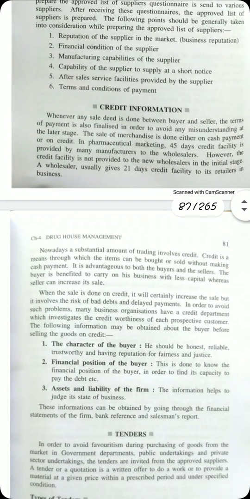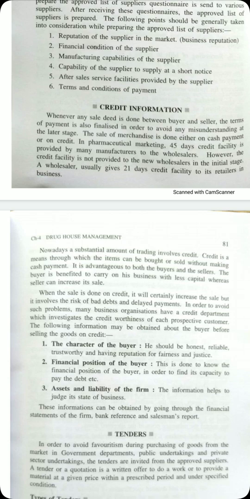Next point is credit information. Credit information may be obtained about the buyer before selling the goods on credit. That is, first the character of the buyer, the financial position of the buyer, and assets and liabilities of the firm.